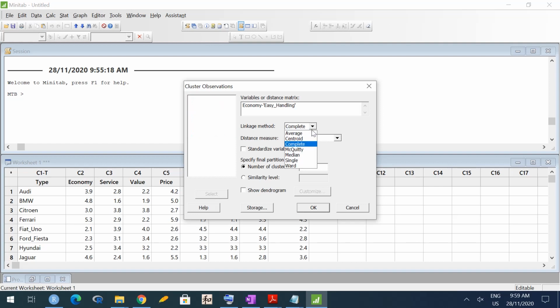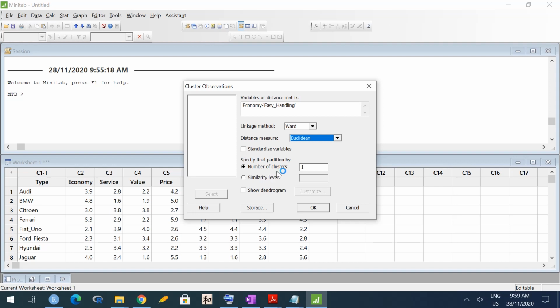Which linkage method? As I said, generally with continuous data, Ward's linkage is preferred. With Manhattan distance, average linkage or median may be okay. And for the distance measure, we will consider Euclidean. Here there is an option to standardize variables. So when should we do that? If our variables are in different units, it may be better to standardize them. Otherwise, we can leave it as it is.